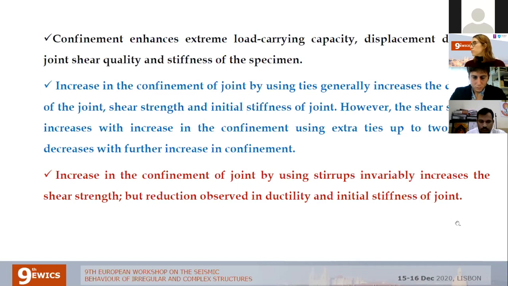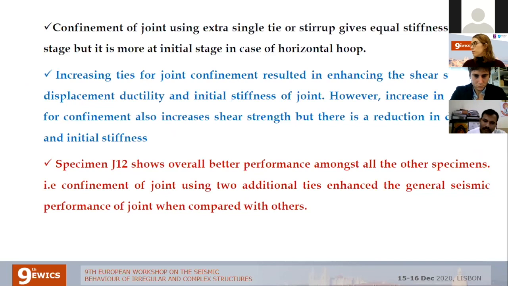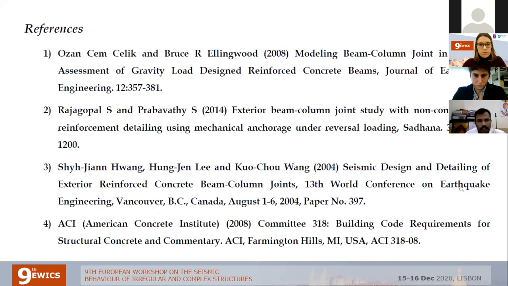Confinement of a joint using an extra single tie or stirrup gives equal stiffness at the final stage, but it is more at the initial stage in the case of the horizontal hook. So increasing ties results in enhanced shear strength, displacement ductility, and initial stiffness of the joint. Increasing the stirrups for confinement also increases shear strength, but there is a reduction in ductility as well as in initial stiffness. Specimen J1-2 shows overall better performance among all the other specimens; confinement of the joint using two additional ties enhances the general seismic performance of the joint compared with the others. These are some of the references used for this study.